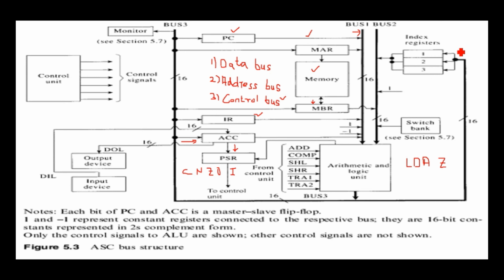At the right side of the figure, we have 3 index registers: index register 1, index register 2, and index register 3. We have discussed in detail how these index registers are selected.